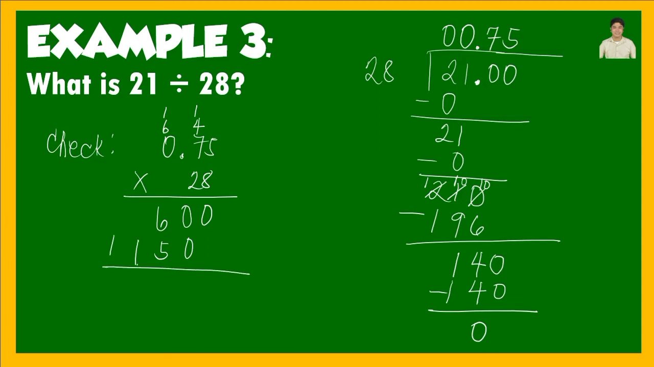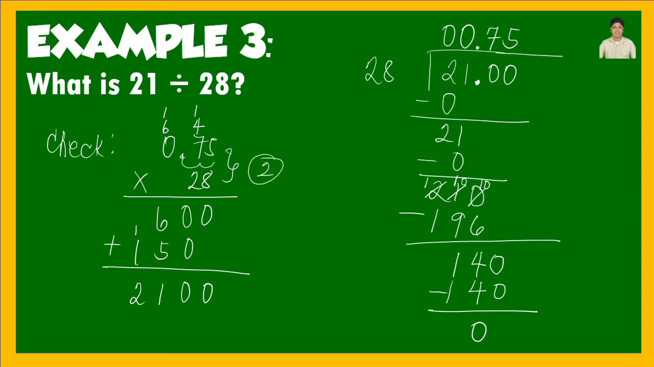Add natin ngayon, 0, bring down. 0 plus 0, 0. 6 plus 5, 11. So, we'll write 1 and then carry 1. 1 plus 1, 2. Next, bilangin natin yung decimal places dito sa ating mga factors. 1, 2. So, meron tayong 2.